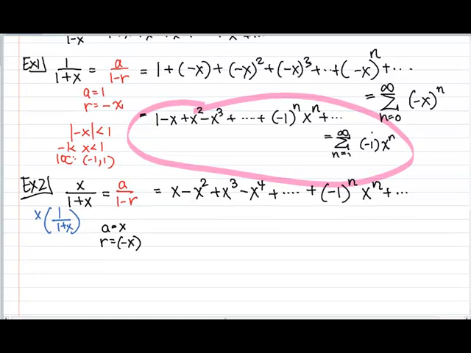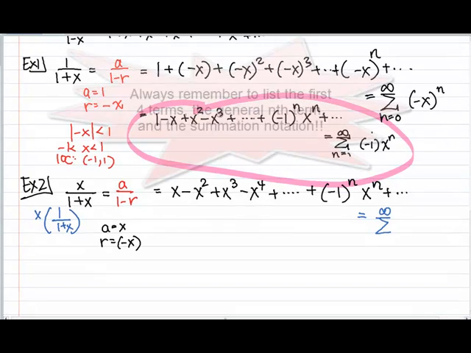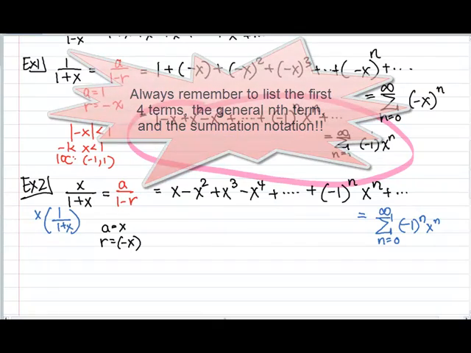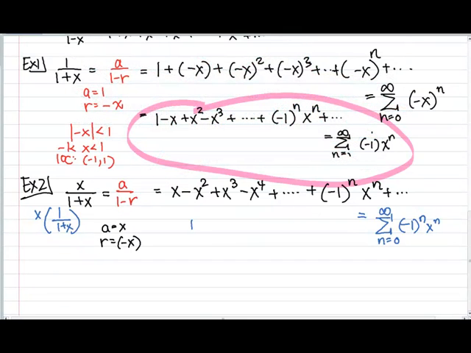So let's also write this out in summation notation. And all that is taking that general nth term and copying it down and putting a little sigma in front of it and telling me where n starts. Our IOC, we have to have absolute value of r being less than 1. So in this case, between 1 and negative 1, still the same.